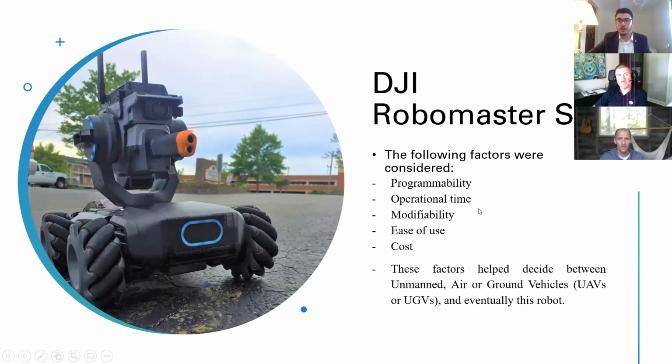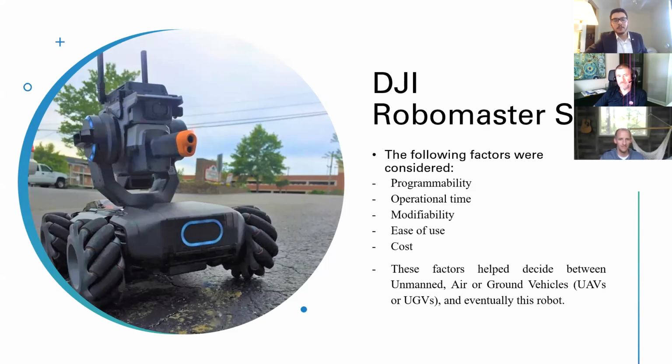So these first three things were the major factors that skewed our decision towards unmanned ground vehicles. And then, question: was size a consideration on the robot? I noticed it's a pretty small size. Did you have other options with different form factors, and you decided on this one?